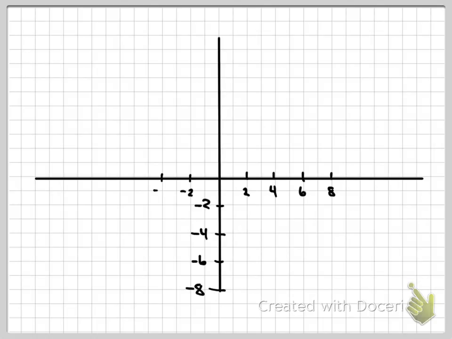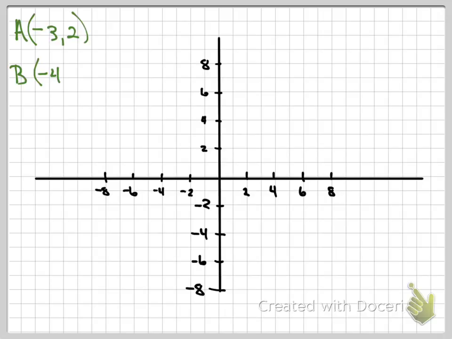You don't have to draw this. I just want you watching. Okay. Where do I go for point A? Do I go left 3 or right 3? I go left because it's negative. Do I go up or down 2? Up 2. And that's point A.